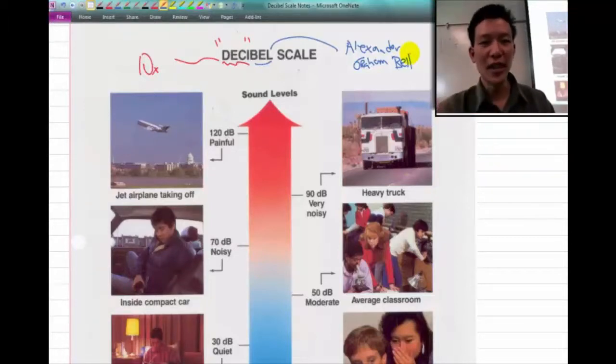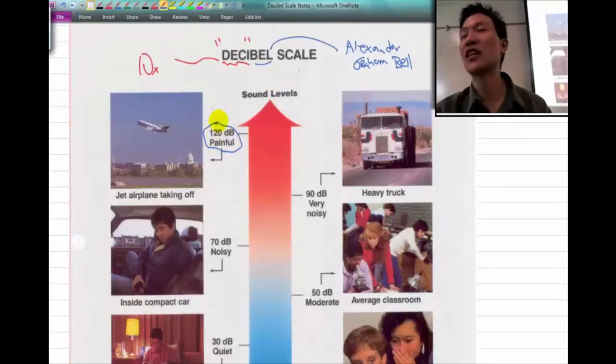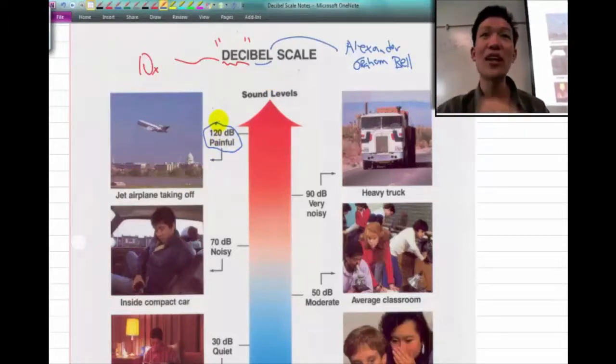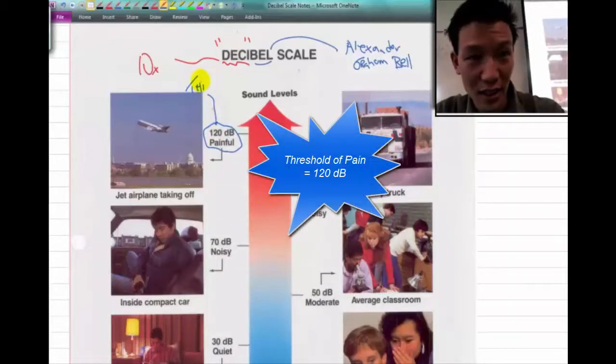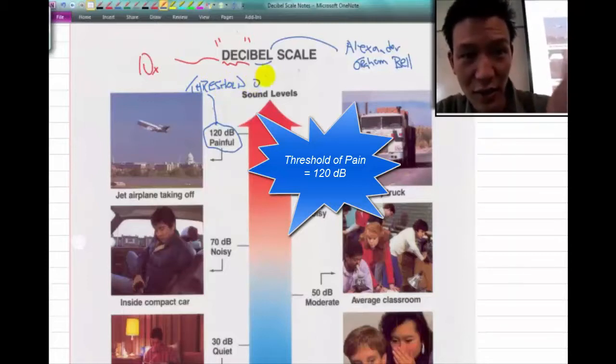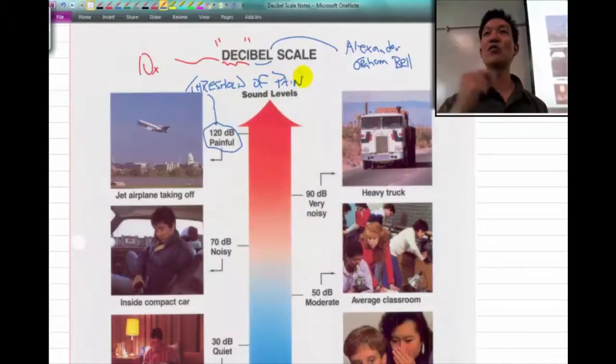First important number at the top of the decibel scale is 120 dB, for decibels. That's an important number. Write it down. This is called the threshold of pain. If you hit 120 decibels, that is a scientific level where you start to damage your ears and you create irreversible, irreparable long-term hearing loss. That's equivalent to a jet airplane taking off right above your head.